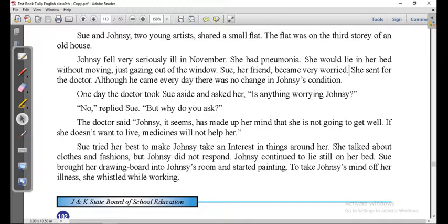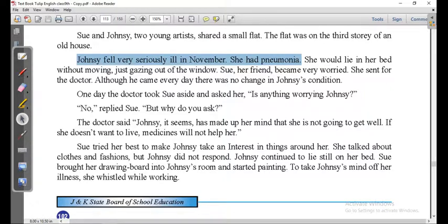Now, let me tell you who was in the flat. Two young artist girls, Sue and Chauncey. They lived in a small flat in the third storey of the old house. Johnsy fell very seriously ill in November. Unfortunately, she had pneumonia.